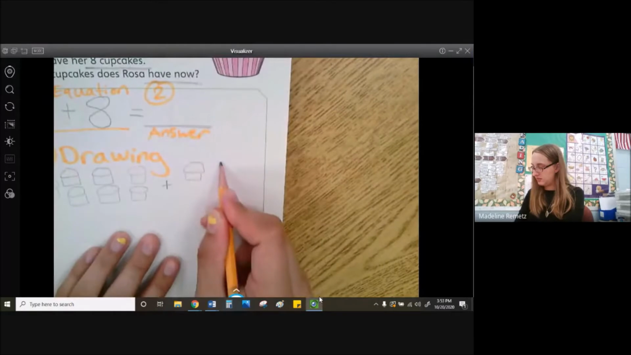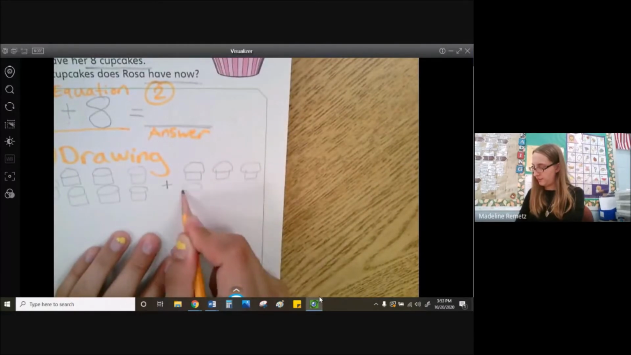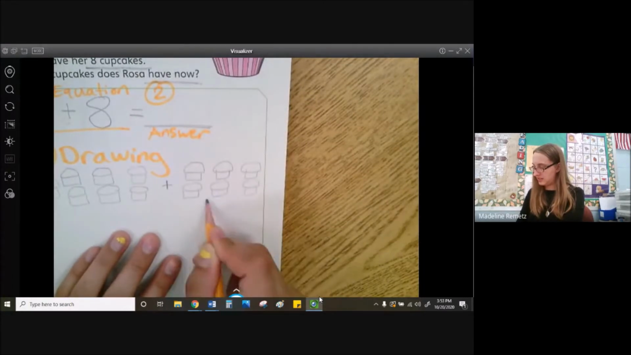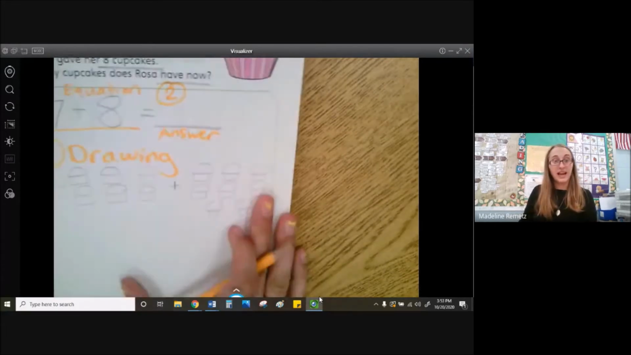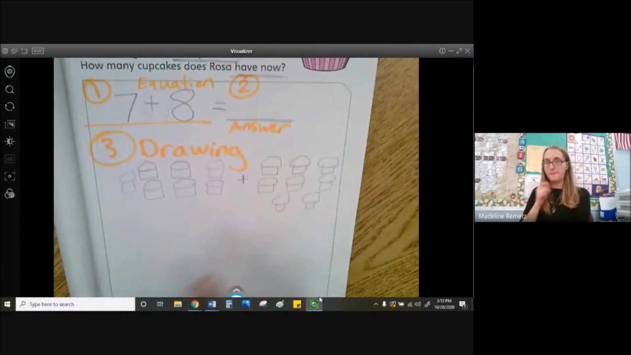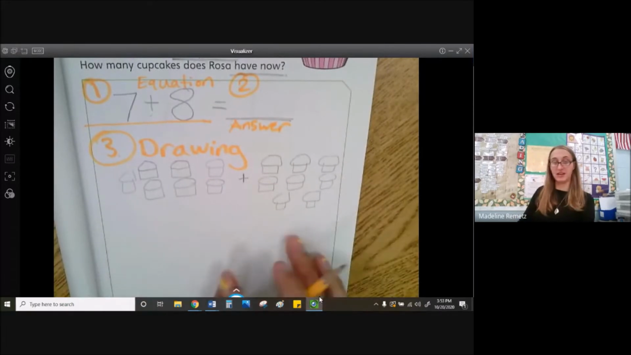1, 2, 3, 4, 5, 6, 7, 8. So I had 7 cupcakes and I add 8 more. I could do an equal sign and add up 7 and 8.